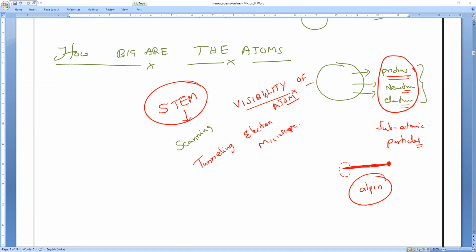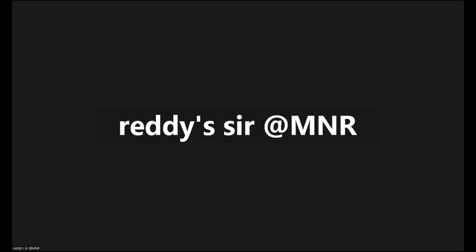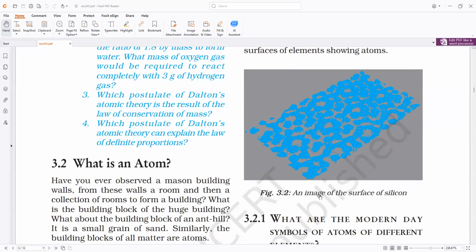That's why, if you notice in our book, they have given the silicon structure. That is the magnified structure with STEM technology. This is an image of the surface of silicon. You can see how the atoms are. It is an enlarged view of the surface of silicon, which is taken by what technology? STEM technology. Do you understand it?